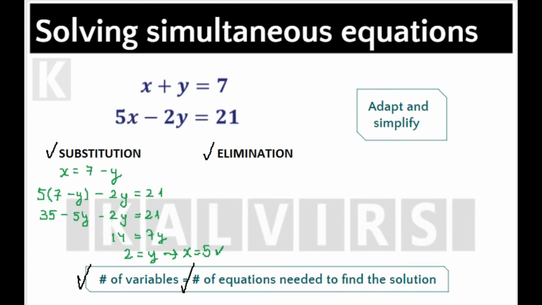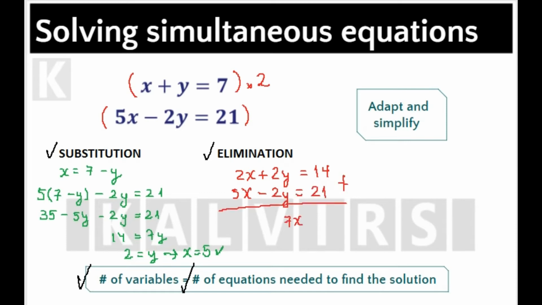Elimination. Two equations can be added together to create a third equation and thus eliminate one variable. For instance, I can multiply equation 1 by 2, so I get 2 times x plus 2 times y equals 14. Now I'm going to add equation 2 to equation 1 in order to eliminate y. 7 times x equals 35. Finally, x equals 5. Since I get the value of x, I can find the value of y by replacing 5 into any of both equations. Y equals 2.